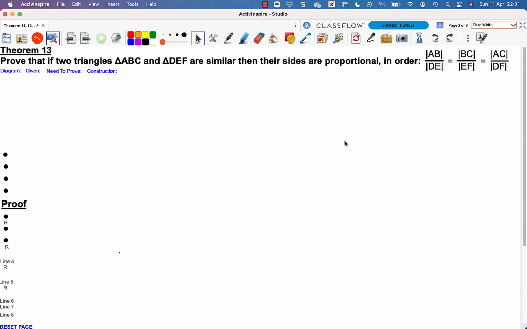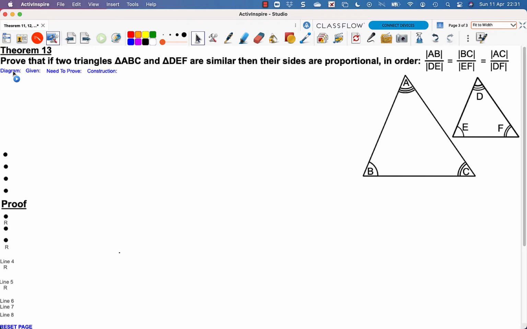Before we prove Theorem 13, it is absolutely essential that you have a thorough understanding of what Theorem 12 is about, because you're going to need it in order to prove Theorem 13. Now, what does Theorem 13 actually say? It says that if you have two triangles which are similar, then their sides are proportional.